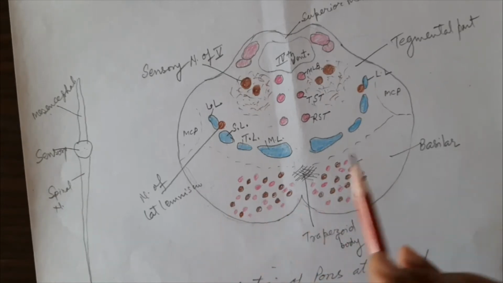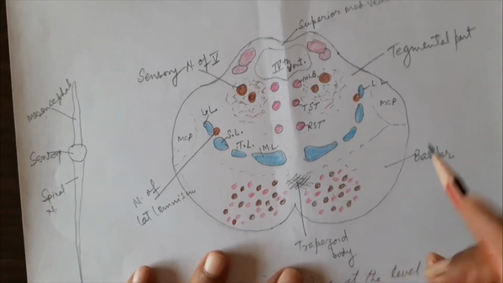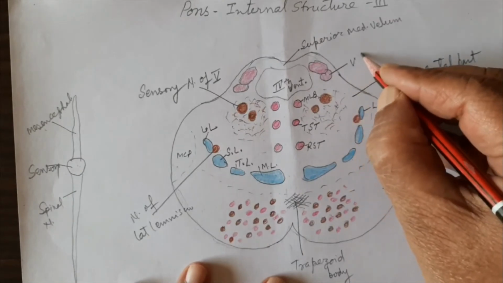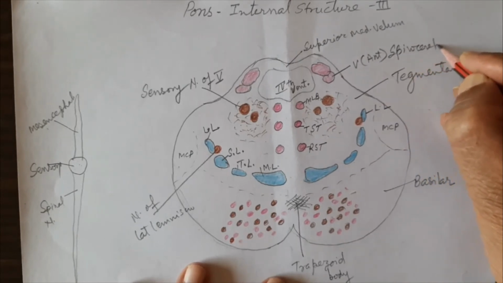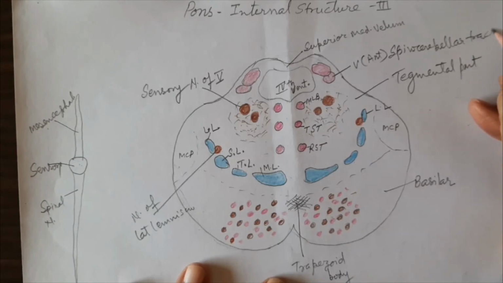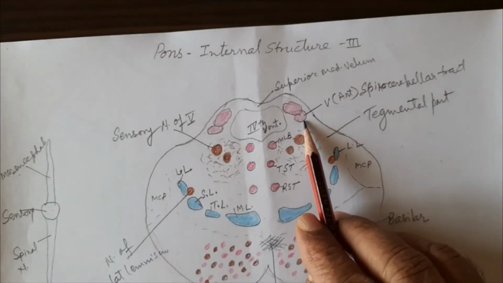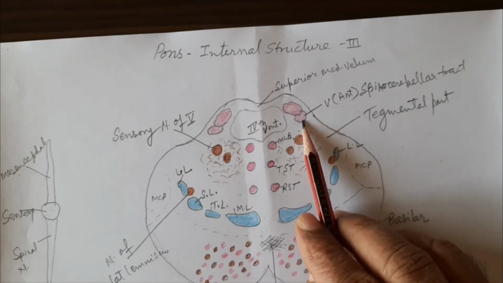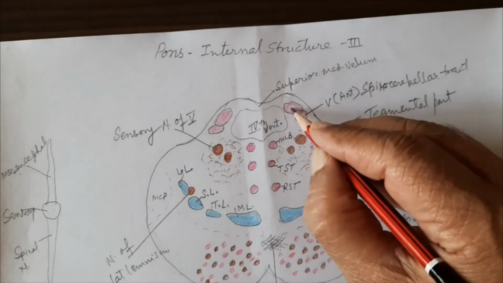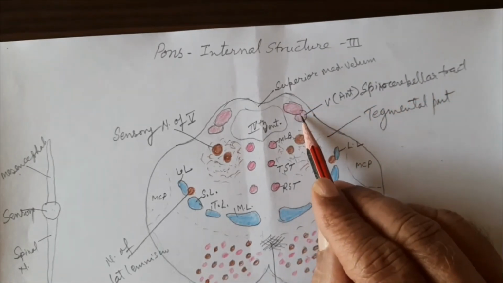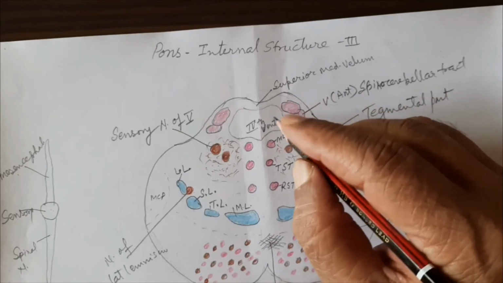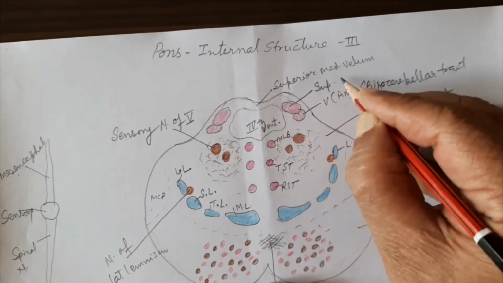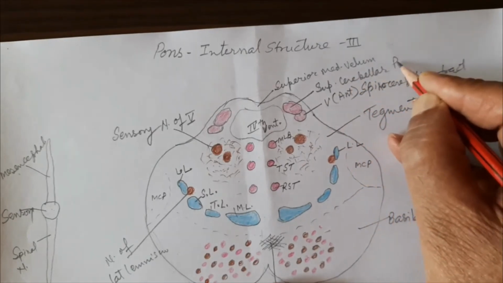Now the ventral or anterior spinocerebellar tract. We have seen this tract right from the spinal cord at various levels. The ventral spinocerebellar tract carries unconscious proprioceptive sensation going to the cerebellum through the superior cerebellar peduncle. So these ventral spinocerebellar tract fibers are now merging with the fibers of the superior cerebellar peduncle.